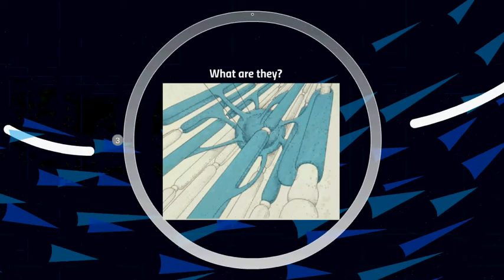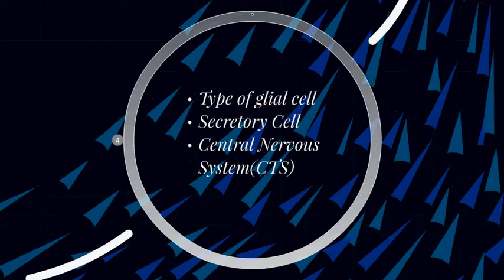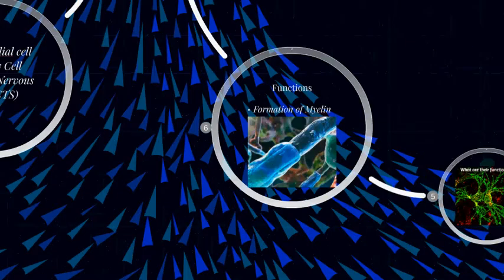You may be asking, what are oligodendrocytes? Well, oligodendrocytes are a secretory cell, and are a type of glial cell, which, along with Schwann cells, are tasked with the formation of myelin, and they are normally found in the central nervous system.